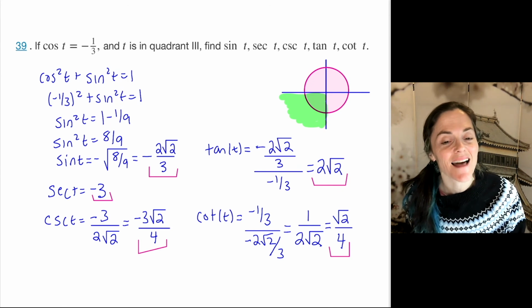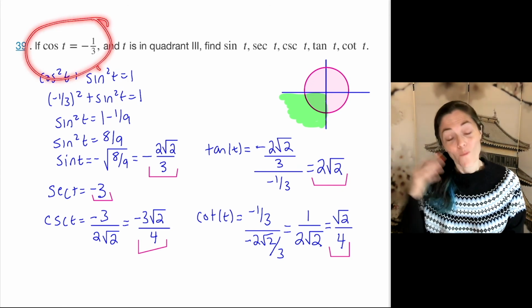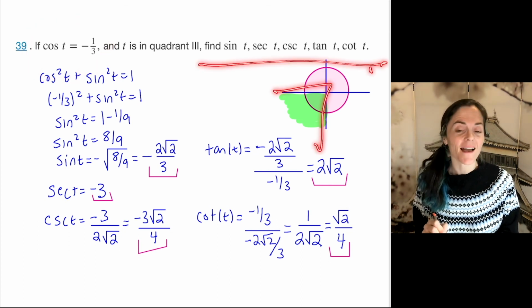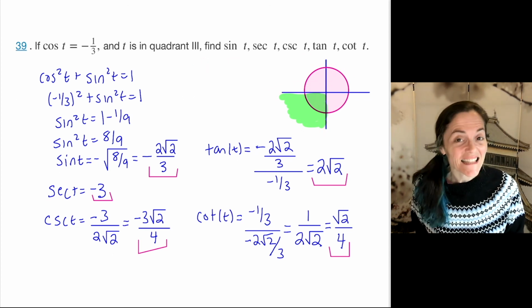So similar to the last example, we were given cosine, or one of the trigonometric values. We were given the quadrant, and then we found the other 5. It's a great activity. This is the end of our exercises video for this lesson.